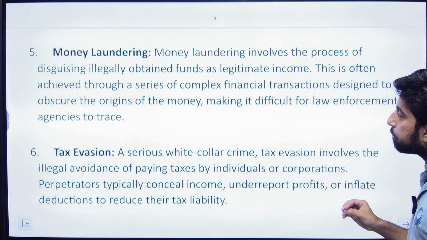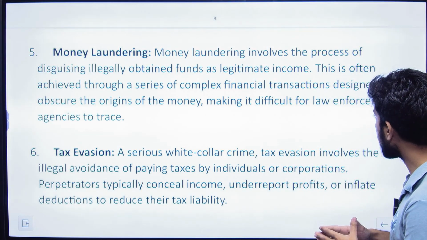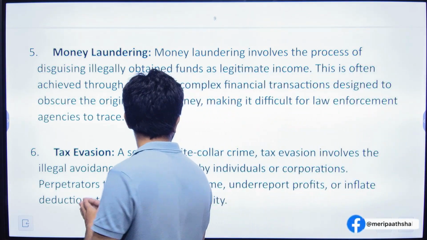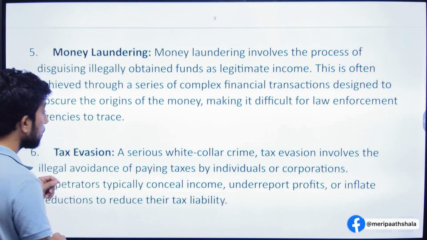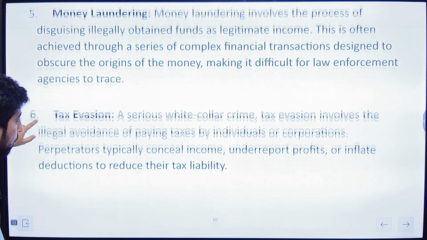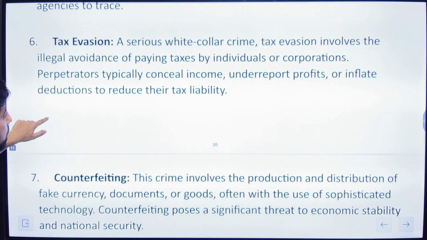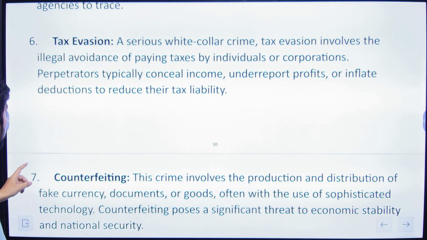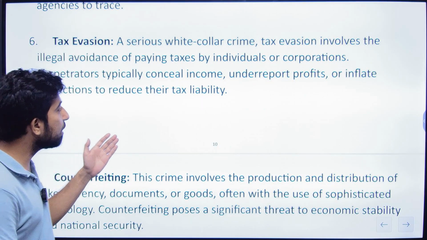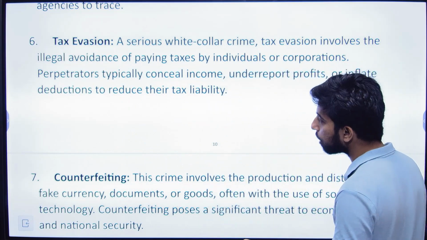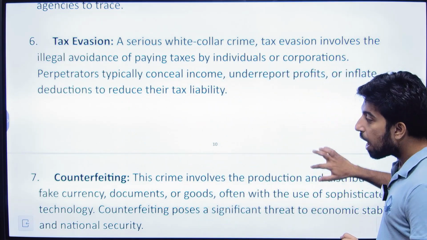This is often achieved through a series of complex financial transactions designed to obscure the origins of the money, making it difficult for law enforcement agencies to trace. Tax evasion. A serious white-collar crime, tax evasion involves the illegal avoidance of paying taxes by individuals or corporations. Perpetrators typically conceal income, underreport profits, or inflate deductions to reduce their tax liability.